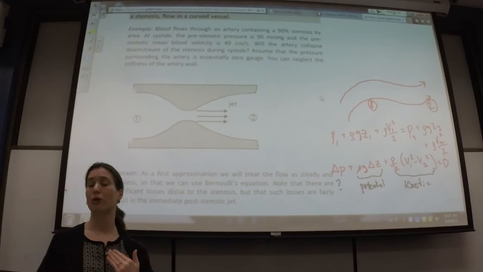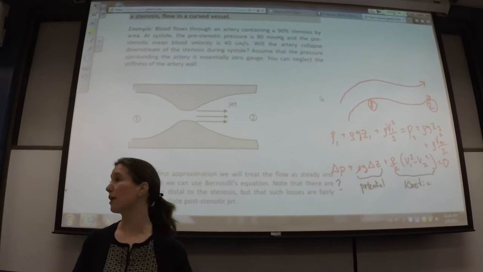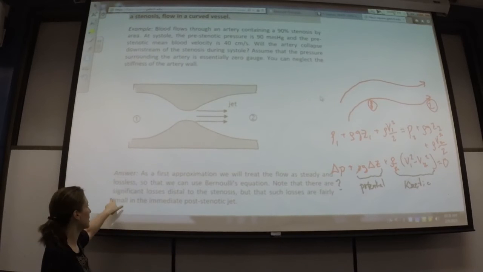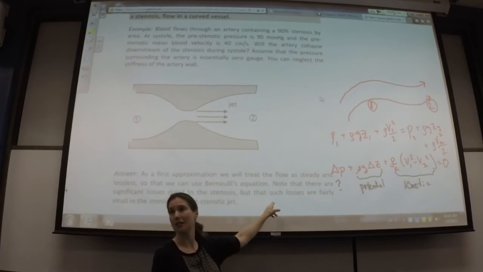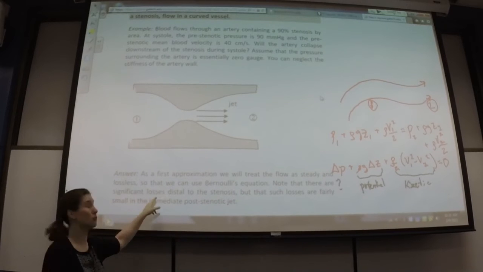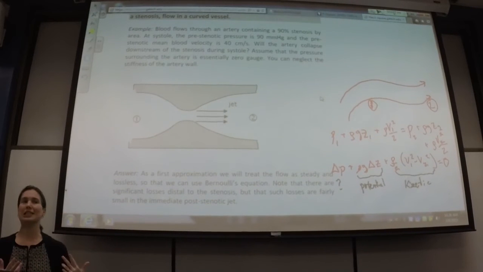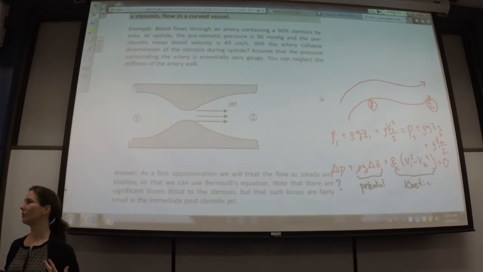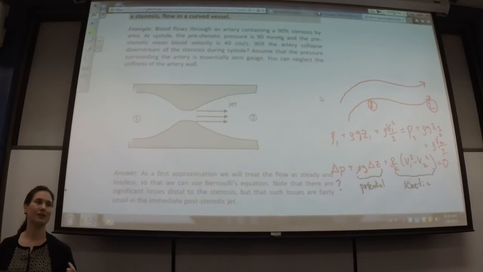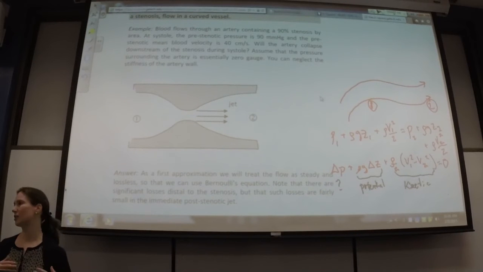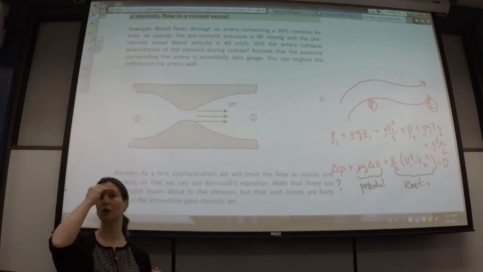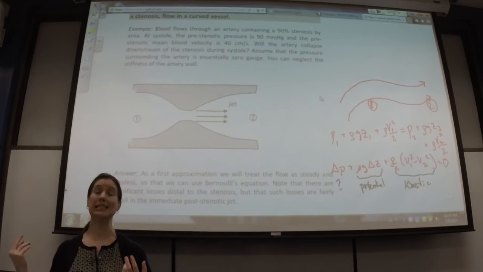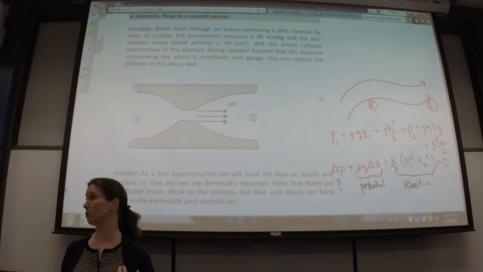So we're going to first use those approximations to say that we can apply Bernoulli's equation here. And we note in the text here that there is going to be significant loss. When I say significant loss, what am I talking about? We're kind of getting ahead of ourselves a little bit with the second unit coming up here. So frictional forces that would actually be strongly decelerating the fluid flow.